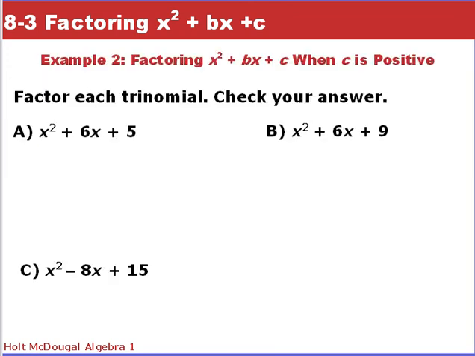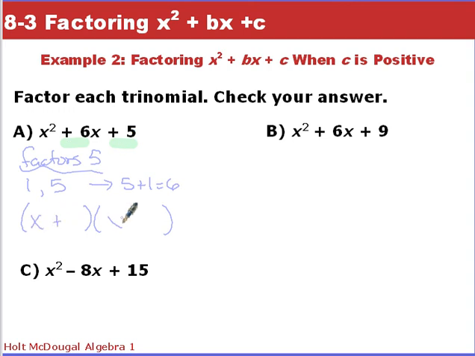So here we have, in this case, c is positive, b is positive. So we're looking for factors of 5. We have 1 and 5. And that's all we have because it's a prime number. And this sum does equal 6. We have two positive signs, so both our signs in our binomials are positive, and 1 and 5. It doesn't matter which binomial comes first. We can do x plus 5 times x plus 1.